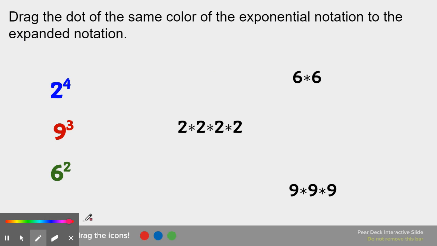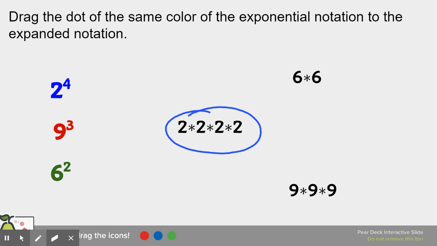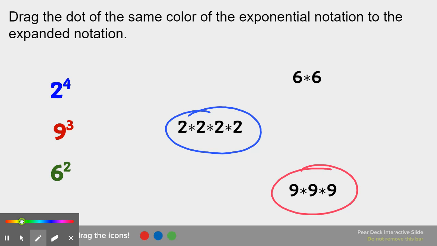So now let's match these up. You want to take a moment and match the exponential notation to the expanded notation. So go ahead and pause your video. Now, 2 to the 4th power is the same as me writing out 2 times 2 times 2 times 2. 9 to the 3rd power is the same as me writing 9 times 9 times 9. And 6 squared is the same as me writing 6 times 6.